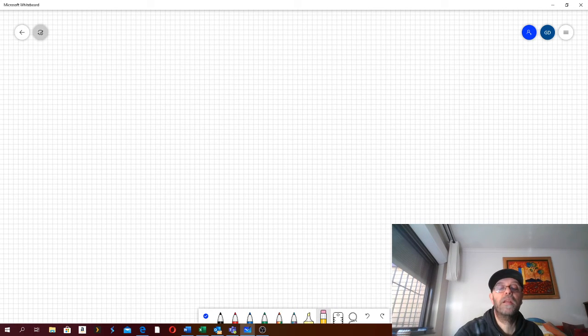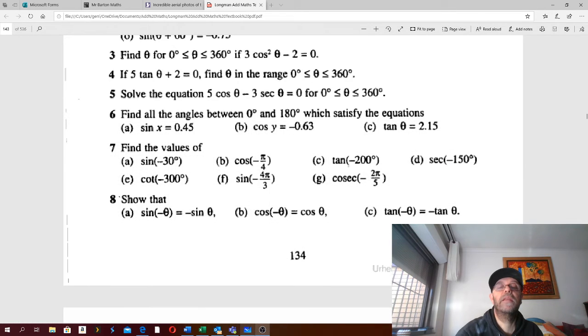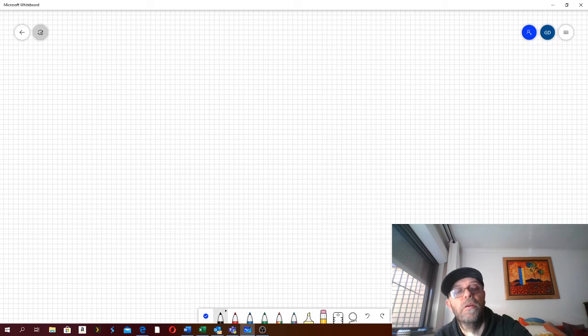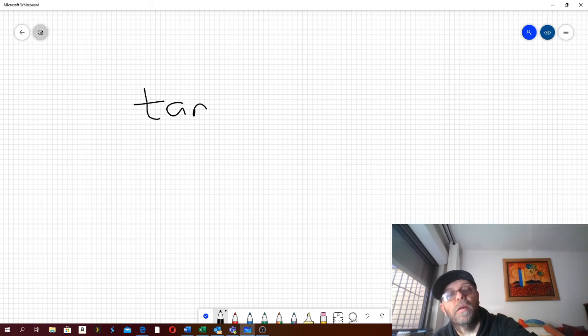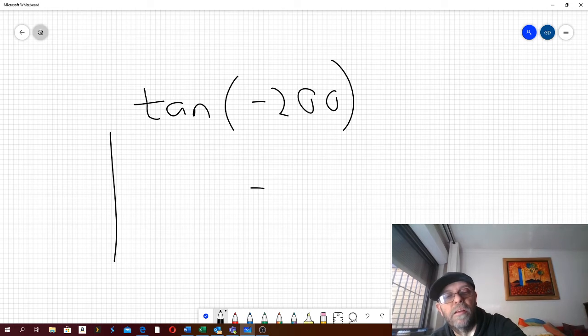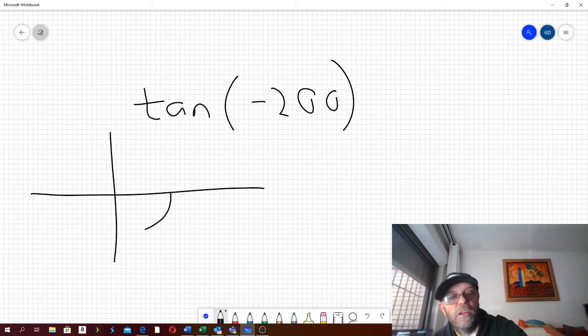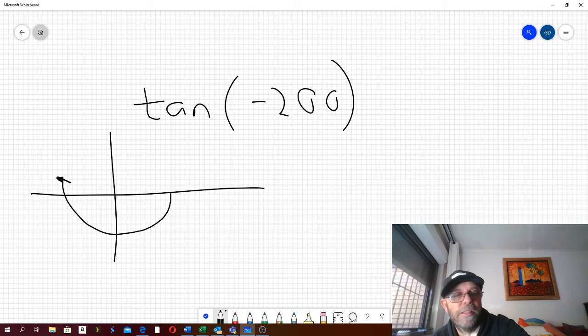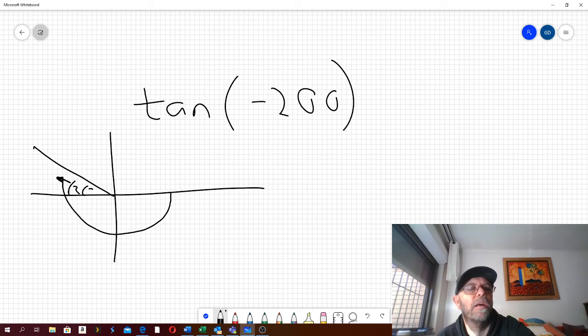Right, so we're going to look now at the next one, which is tan of minus 200. Now again, if you went 200 degrees in the negative direction, you would go around and you'd end up about here, because remember that's a full 180 backwards, so I'm 20 degrees past 180, so this angle is a 20 degree angle over here.